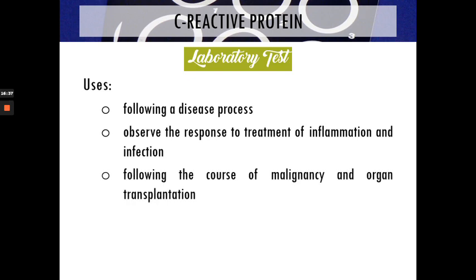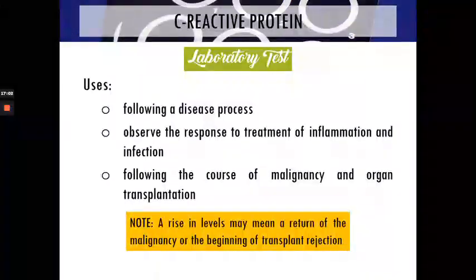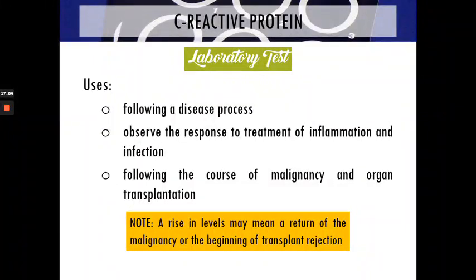And following the course of malignancy and organ transplantation, because in the event that the CRP increases again after organ transplantation, that means that padulong siya og rejection of the organ. Or in the course of malignancy, if CRP increases from a moment na nibaba siya, nisaka siya balik, it means recurrence, meaning nagbalik ang malignancy. Okay, as mentioned, a rise in levels may mean a return of the malignancy or beginning of transplant rejection. So that's why we use it.